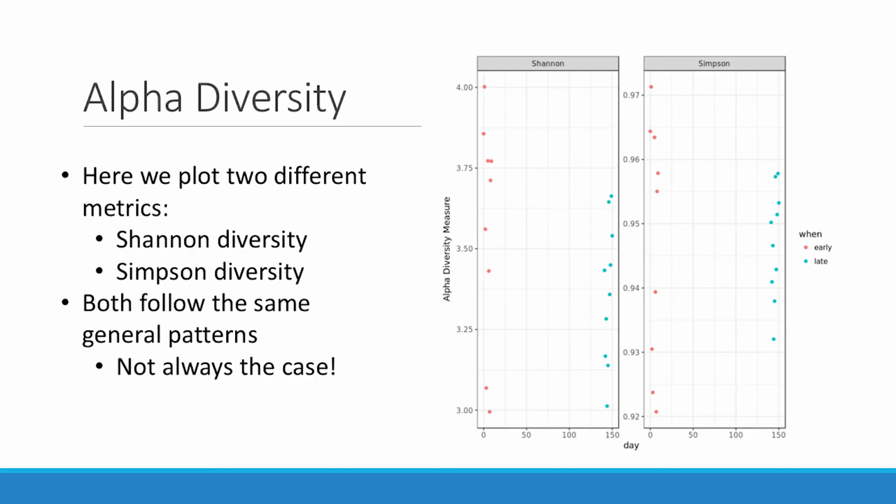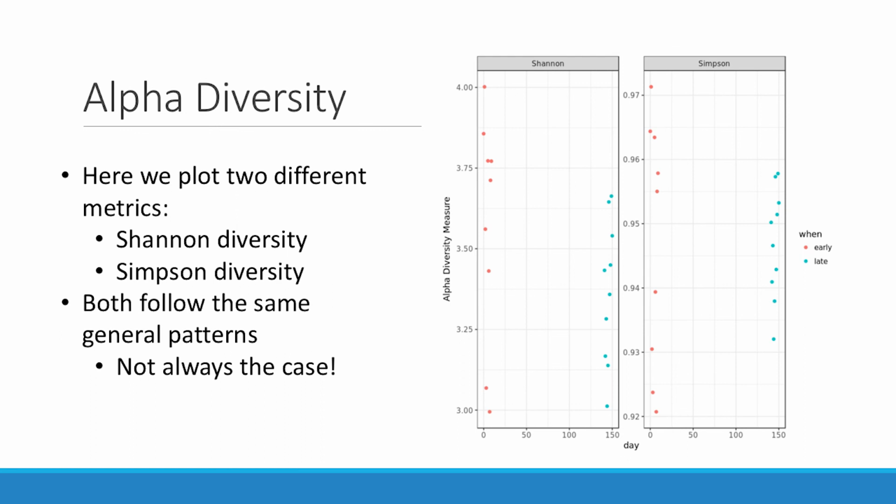This command will generate a plot for those alpha diversity metrics, but if you just want the raw numbers, you run this estimate richness command, and it'll give you those values, and you can plot them any way you want. When you plot it, it should look like this, with Shannon diversity on the left and Simpson diversity on the right.